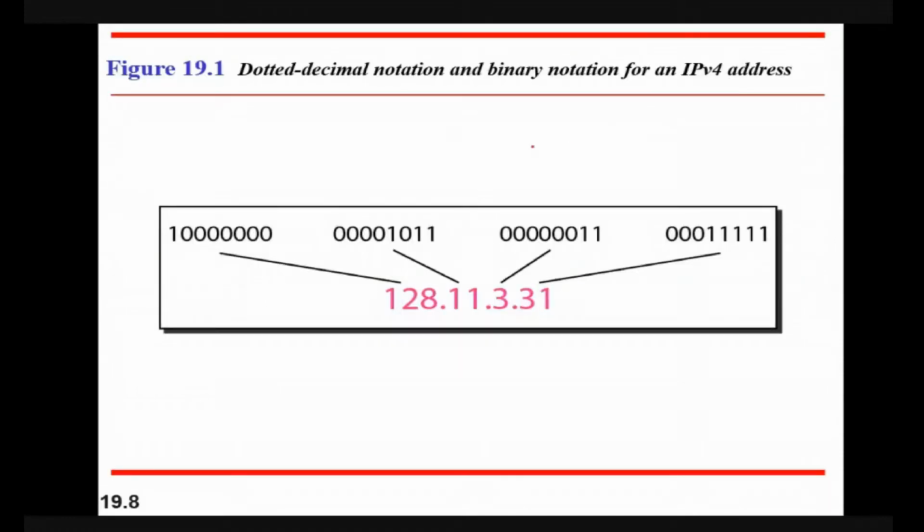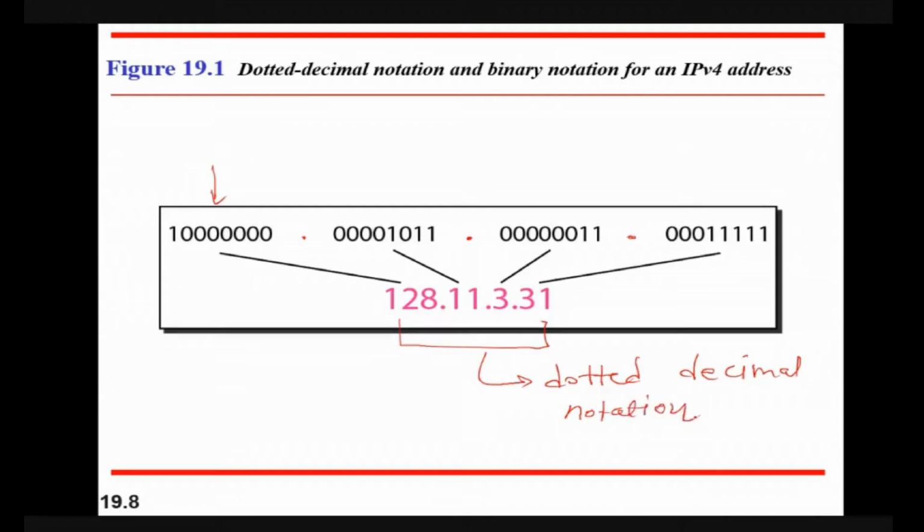So this is the notation of an IPv4 address, binary notation and decimal notation. This is binary dotted notation, in which every decimal is represented using a binary format. This is 128.11.3.31, or you can represent it using the dotted decimal notation. For human understanding, we always represent the IP address using the dotted decimal notation.